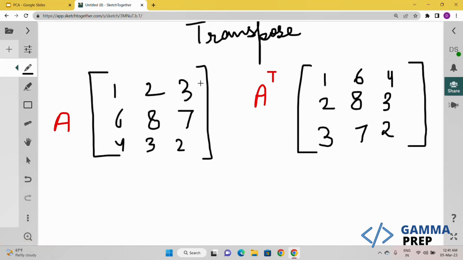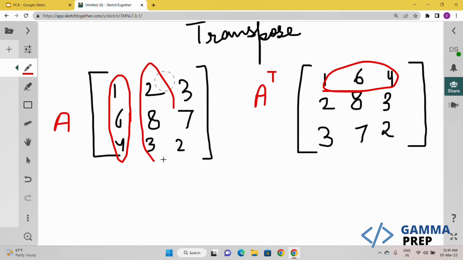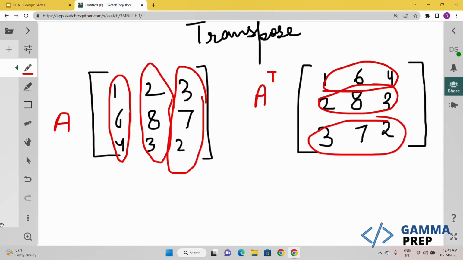Now, if you see the first column, it is the first row. If you see the second column, it is the second row. If you see the third column, it is the third row. Okay, so in transpose, the rows become columns and the columns become rows, and it is denoted by A transpose. So if A is the matrix, then the transpose is denoted by A transpose.